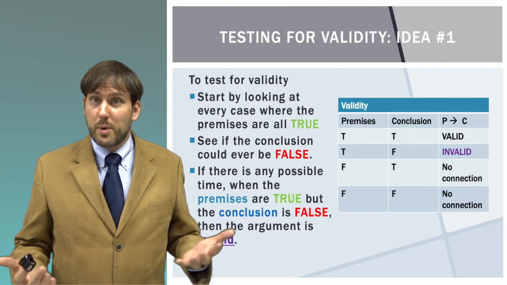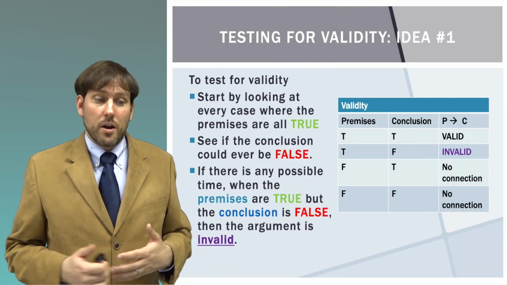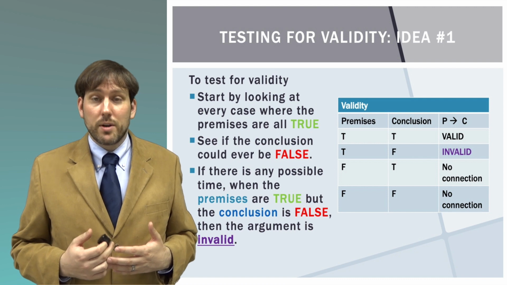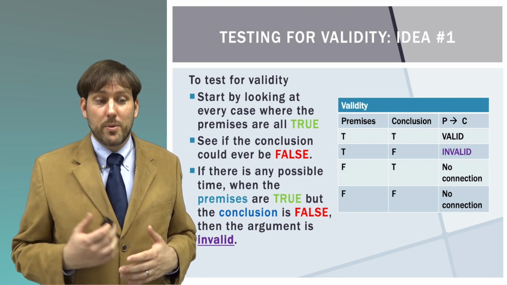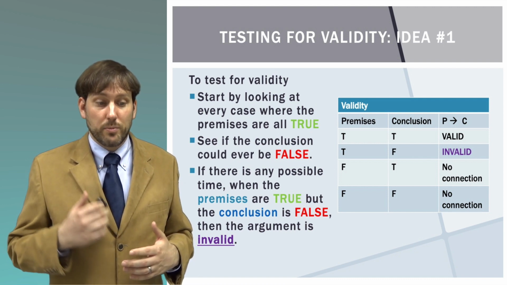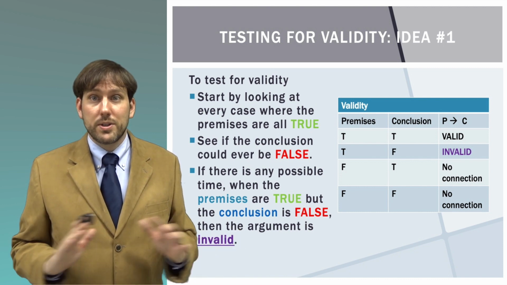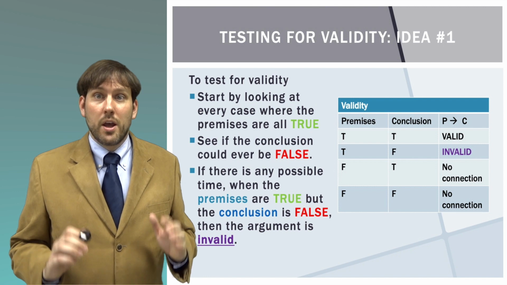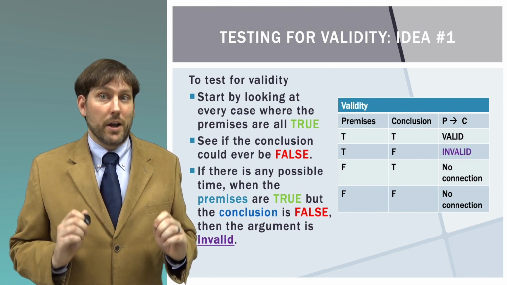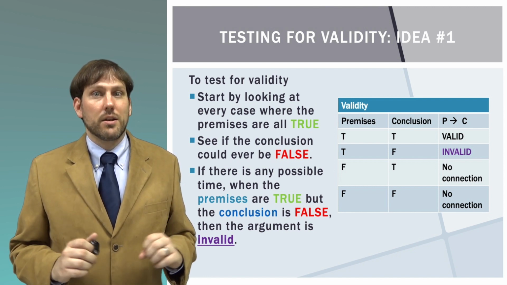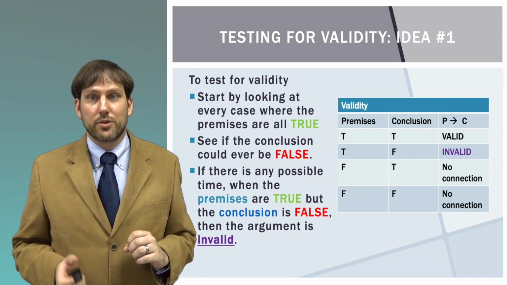So this goes back to our idea for validity. Our test for validity is that we check every place where all of the premises are true and see if the conclusion could be false. If that is ever possible, regardless of whether these things are true or not in this world, then our argument is invalid, meaning it does not guarantee that if we start with true premises, we will get a true conclusion.